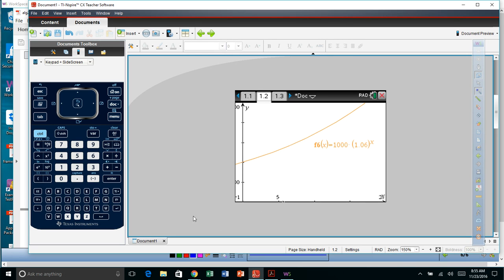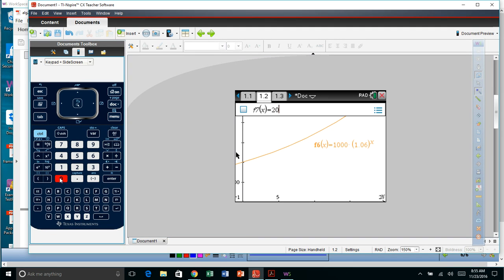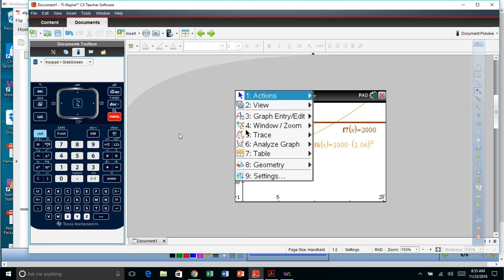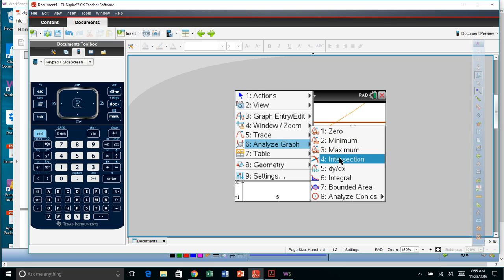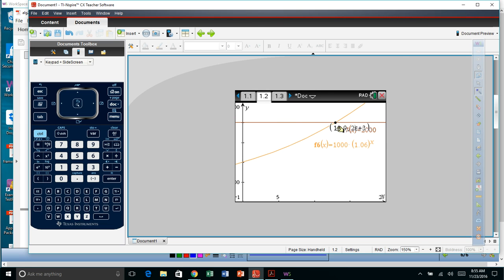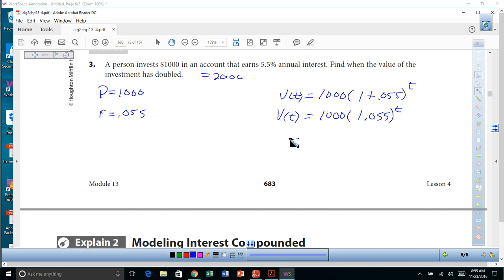All right, so not too bad, not too shabby. And we want to know when it hits 2,000, so I'm going to graph another line at 2,000. 2, 1, 2, 3. That's going to be towards the top of the screen. All right, good. And then find out where they cross. 6, 4, menu 6, 4. And that gives me 12.9 years. So T is approximately 12.9 years.